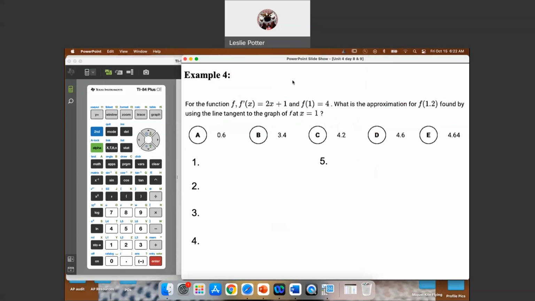Okay, let's take a look at example 4. I feel like these are not consecutive numbers in my examples for some reason, but hopefully they match the notes.